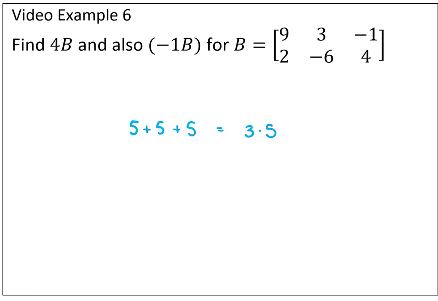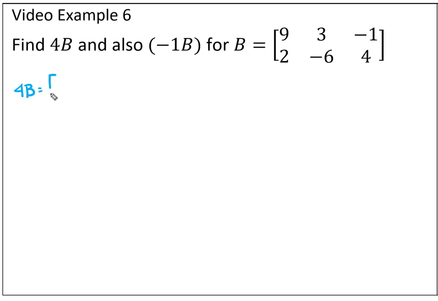If we want to talk about multiplying matrices this way, we're going to say that the 4 in front of the B tells us that we're going to add B to itself 4 times. And instead of adding it 4 times, we can shorthand it and say 4 times B. We call this the scalar multiple, and it happens just by taking all the elements and multiplying them by the 4.